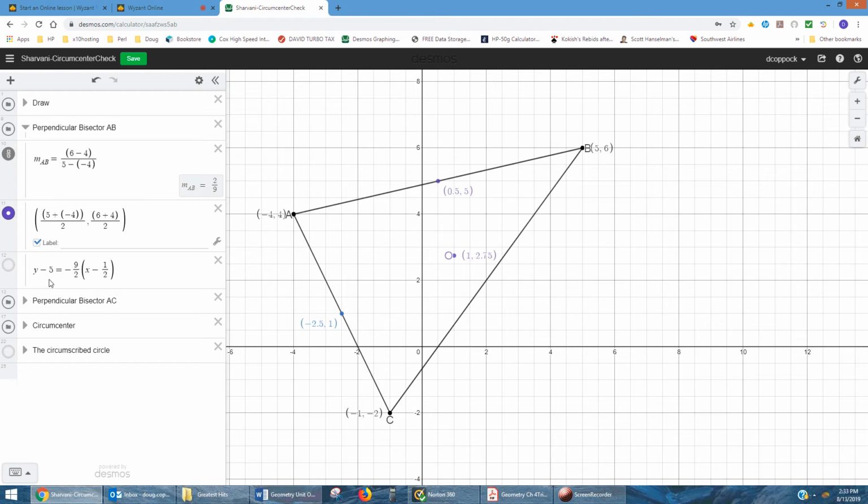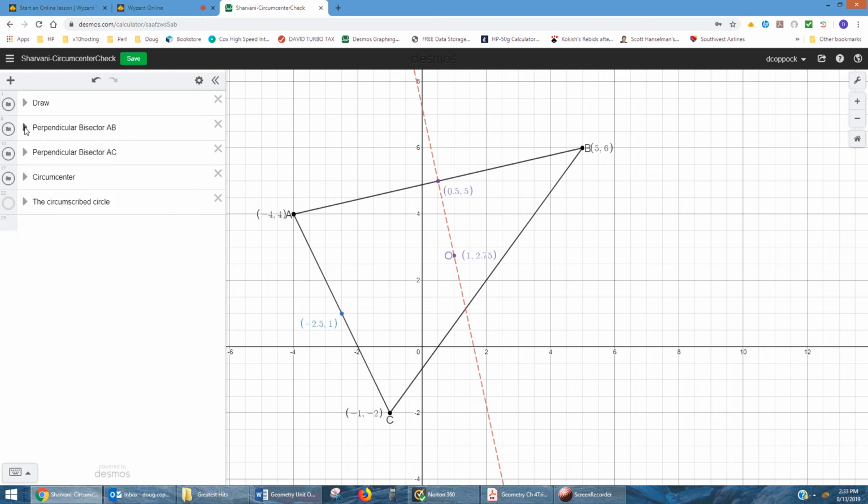And then I wrote the equation of that line using point-slope. y minus 5, since we're going through the midpoint, equals the slope, which is the negative reciprocal of the slope of AB, so that's -9/2, times the quantity x minus 1/2. And if I highlight that line, there's the perpendicular bisector of AB. And I'll do a similar thing for the perpendicular bisector of AC.